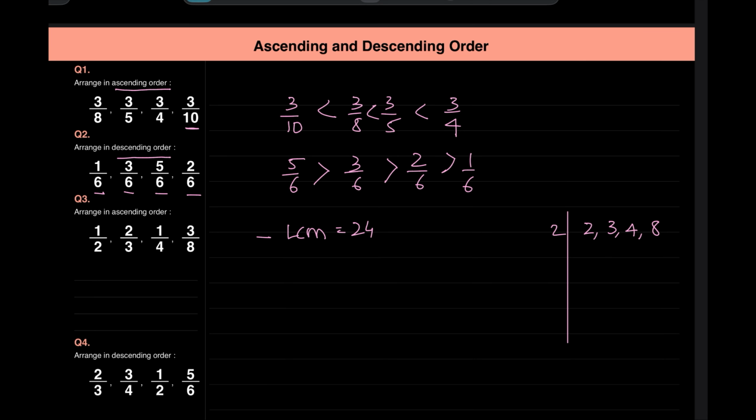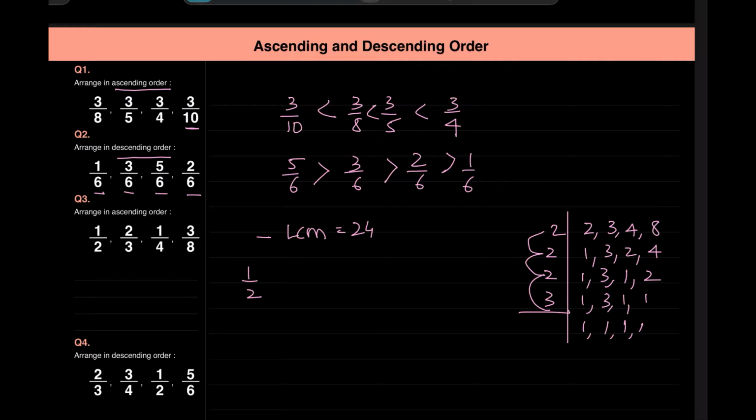Let's quickly check here. 2 12s are 24, 3 8s are 24, 4 6s are 24, 8 3s are 24. Okay. So now I write all the fractions next to each other. 1 upon 2, 2 upon 3, 1 upon 4 and 3 upon 8.